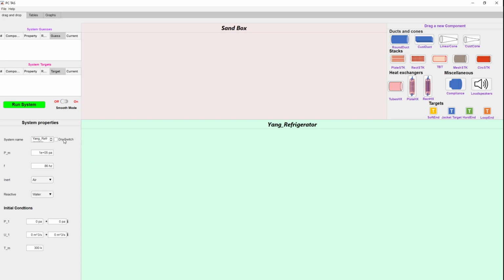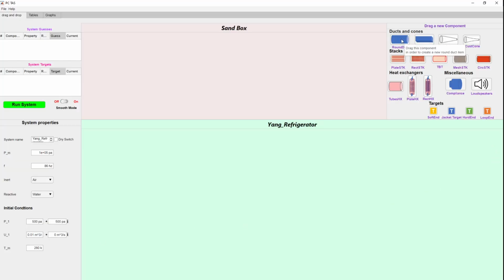The dry switch is off because this is a phase change refrigerator, so it's not dry. And the working mixture is fine. Inert is air, the reactive is water, all this is fine. Now, as for the initial conditions, the mean temperature was 280. This was known. This is the cold temperature, the temperature at the beginning. As far as pressure and velocity go, we don't really know them, so we're going to give them pretty random values right now. 500, 500, and 0.01. And that's all the system properties.